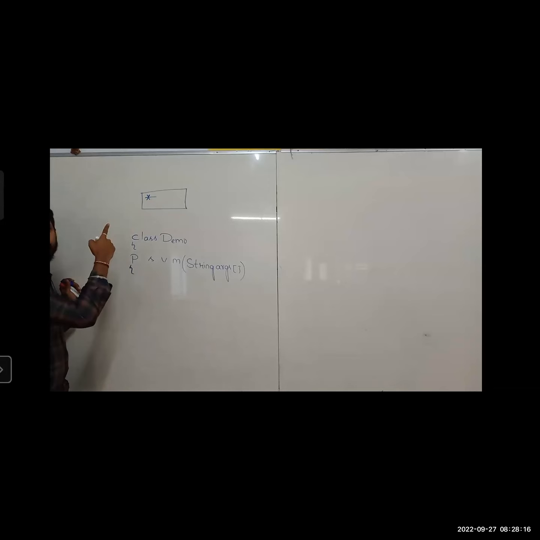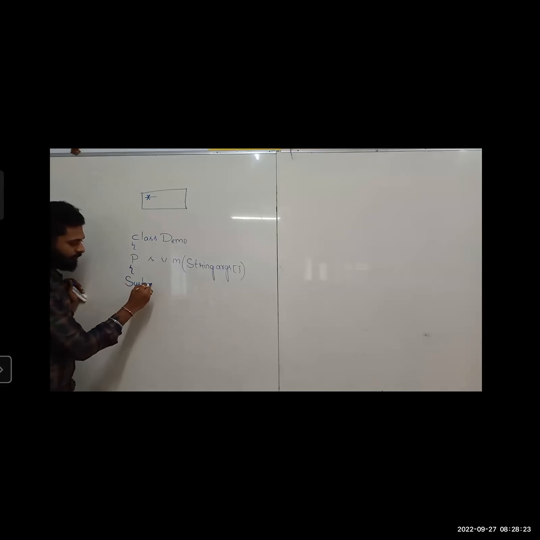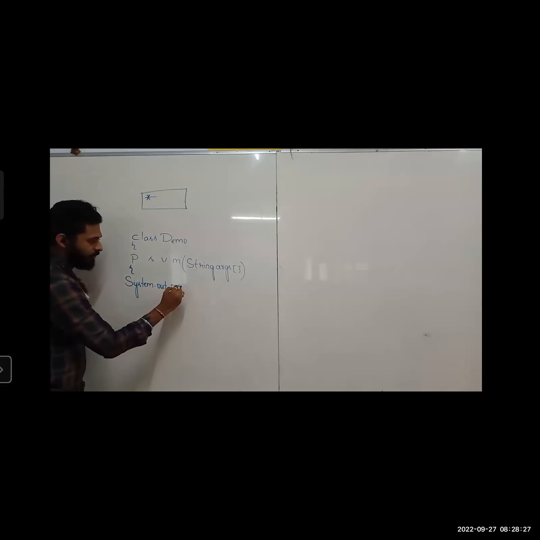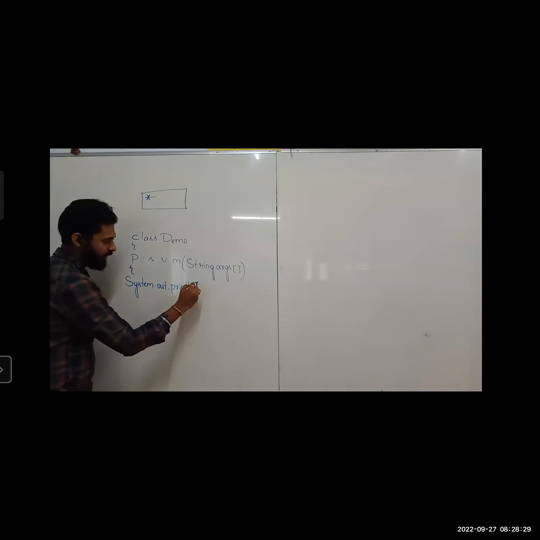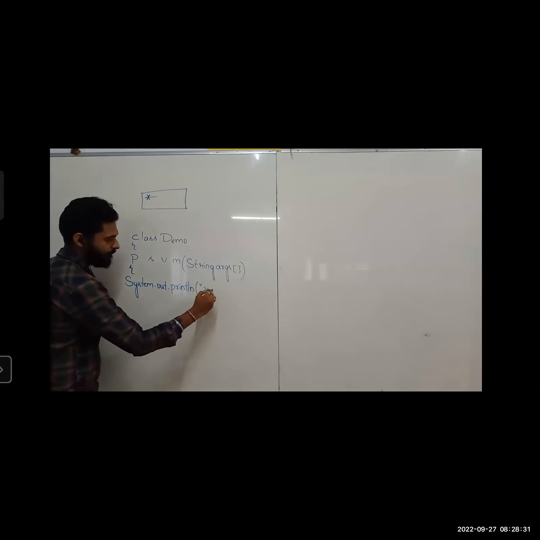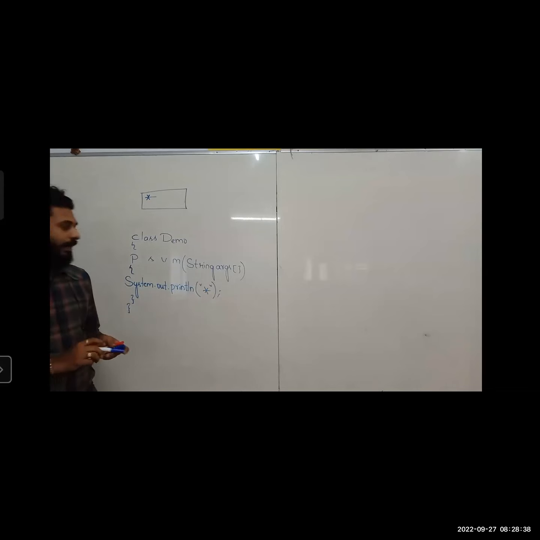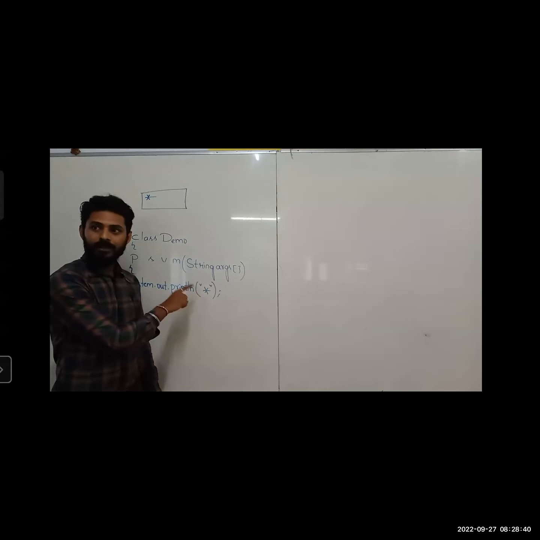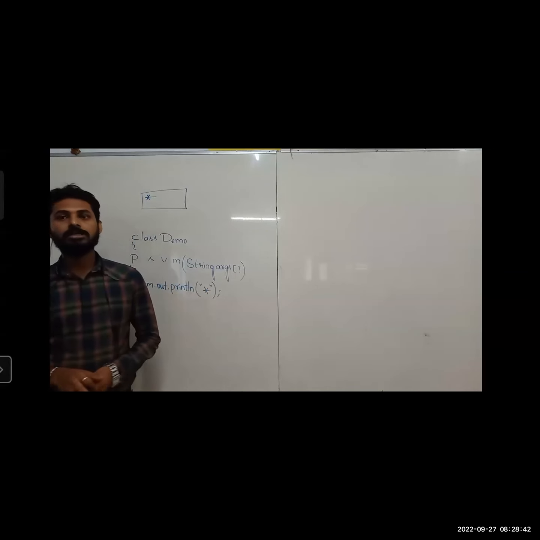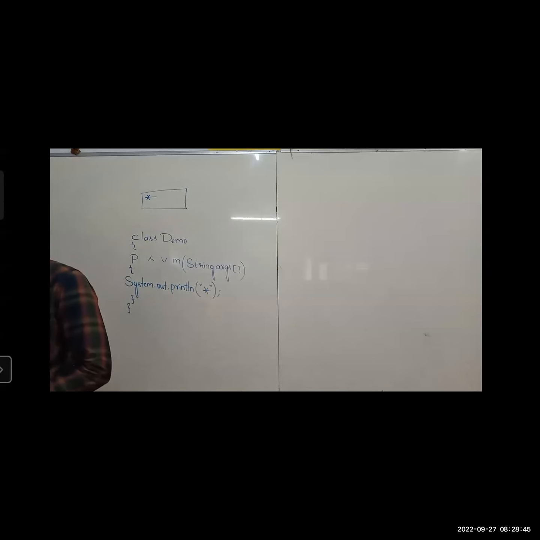I just want to print one star. So I'll write System.out.println and print star. Now I just want to know, if I write anything inside println with double quotes and without double quotes, what is the difference? Are you aware of it?